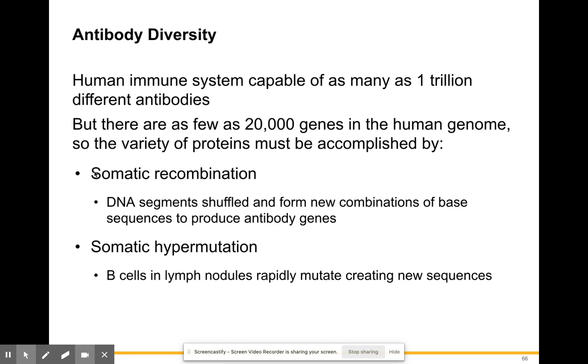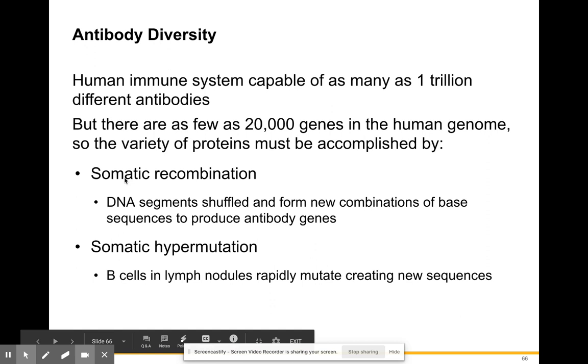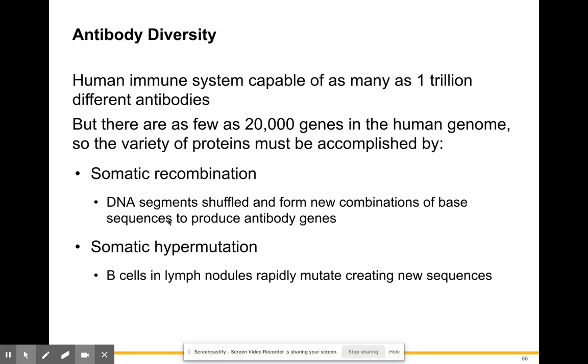Okay. How does it do that? How does it make a trillion different types of antibodies, especially when you only have 20,000 genes in the entire genome, right? You only have 20,000 genes that are attributed to the traits that you have. So if you only have 20,000 genes, how can you make a trillion different variations of antibodies? And that's because of these two things. That's because of somatic recombination, which means that pieces of DNA in B cells, not all cells can do this, but B cells have the ability to shuffle your DNA up to create as many different combinations as possible. And that gives you the capability to make a trillion different types of antibodies.